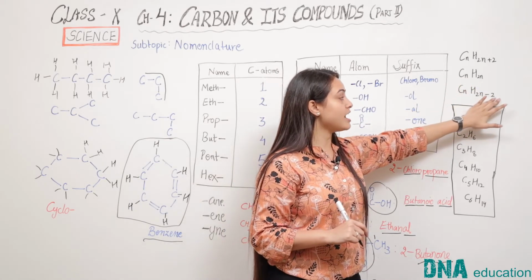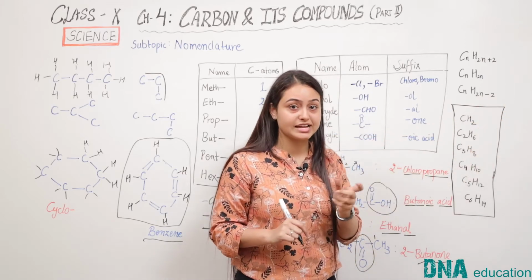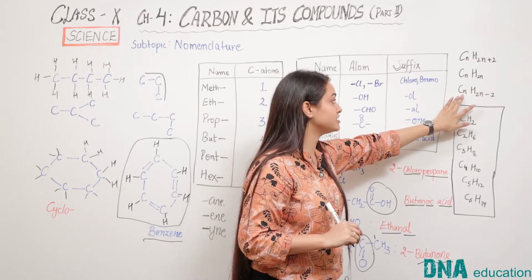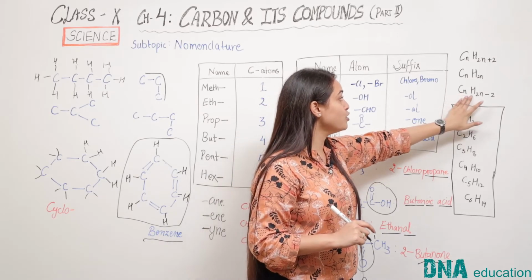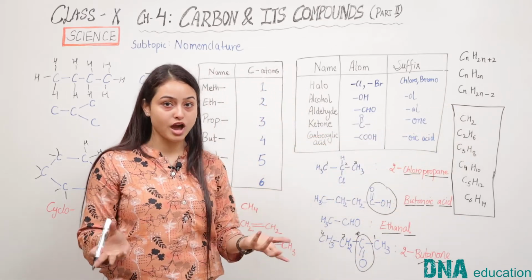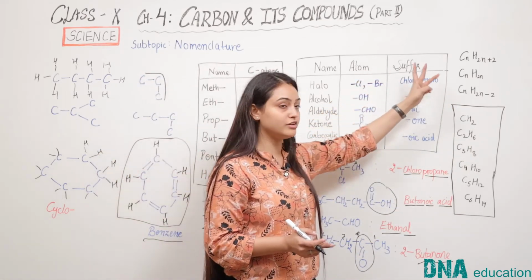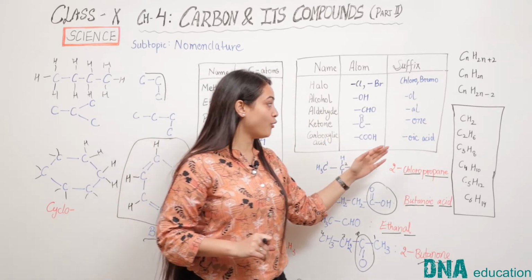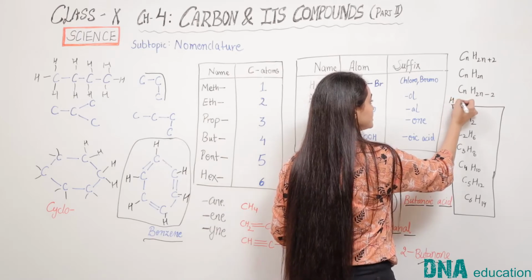Similarly, this is the formula for alkynes, that is triple bonded compounds, CnH2n-2. Suppose again I have 2 carbon atoms, then the formula becomes C2H2. In this way we can find out the formula for all carbon compounds using these 3 formulas. There is one more point in this topic which is called the homologous series.